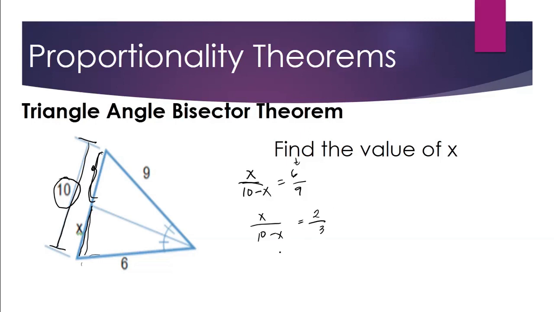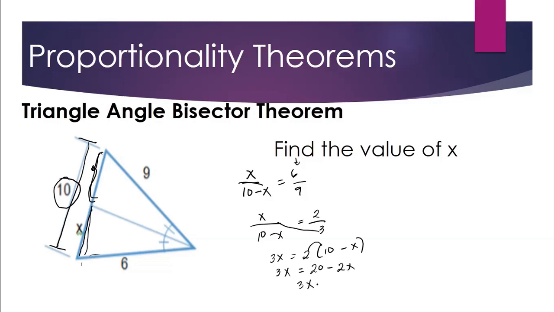So we have here 3x. Let us multiply this one. We have here 3x is equal to 2 multiplied by 10 minus x. So we have here 3x is equal to, distributive property, that's 20 minus 2x.